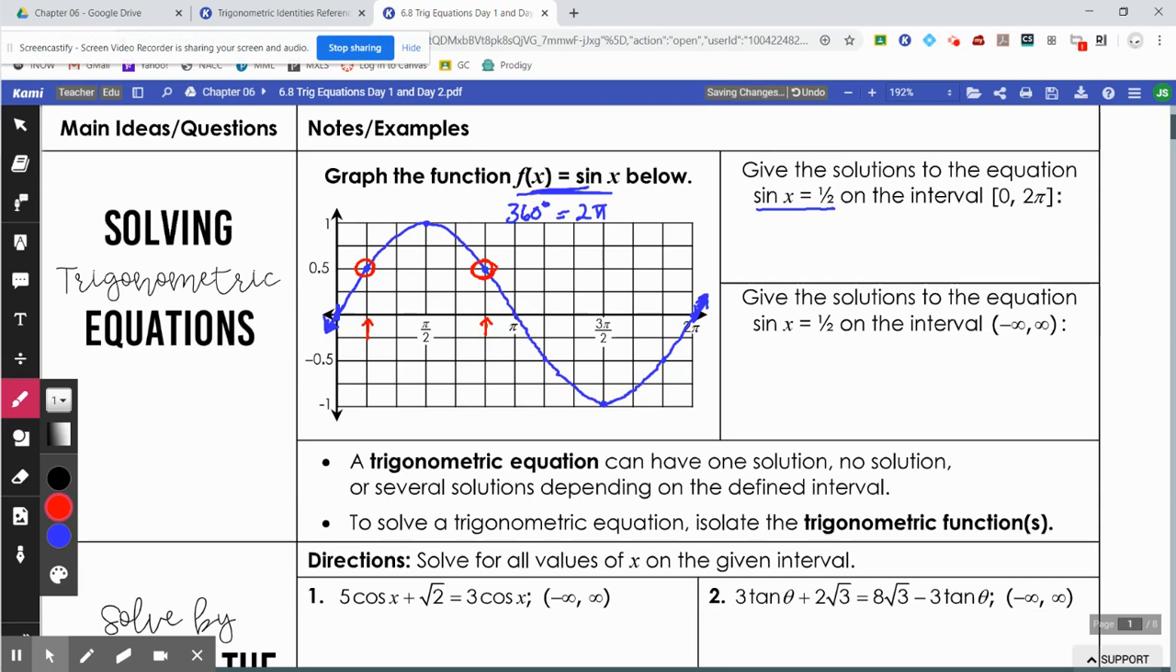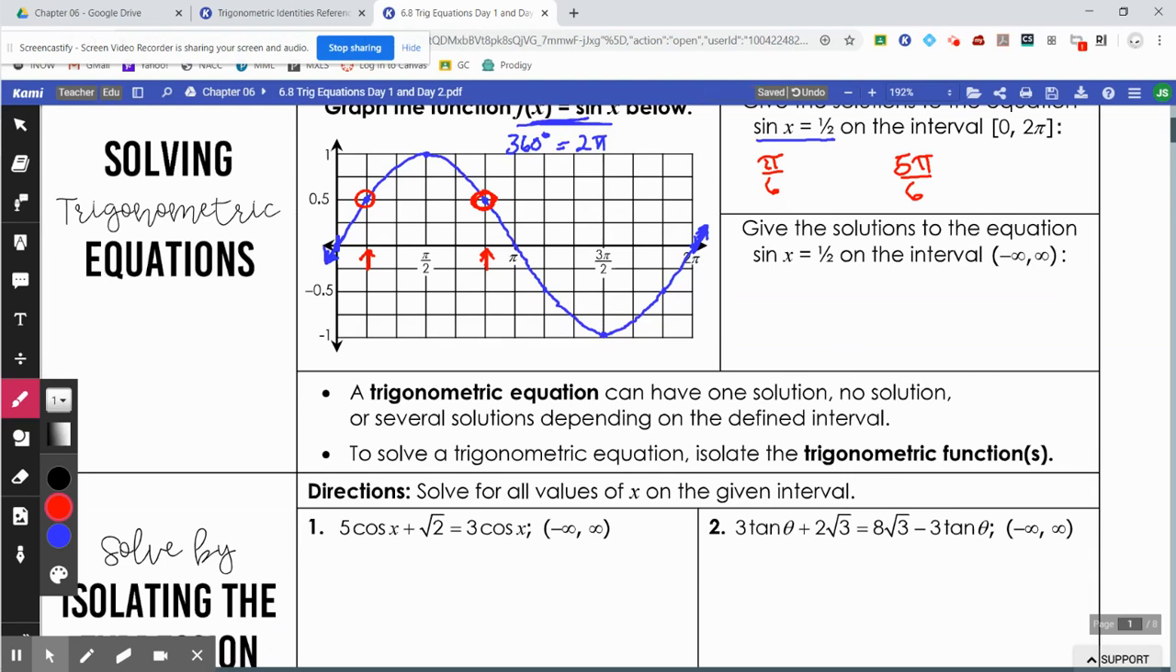And we can think about that. That would be 30 degrees or pi over 6. And then it occurs again over here in the second quadrant. When I say second quadrant, I mean the second unit circle quadrant, the same reference angle, it would occur at 5 pi over 6. So those solutions occur at pi over 6 and at 5 pi over 6. Now, that's the solution on this interval. What if we're talking about the infinite interval?